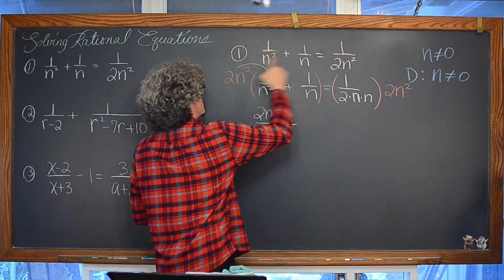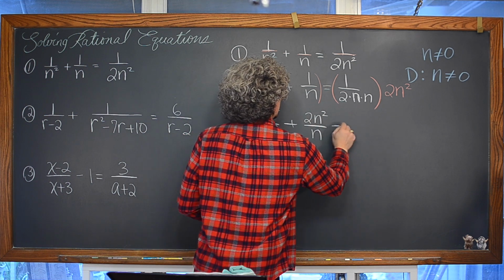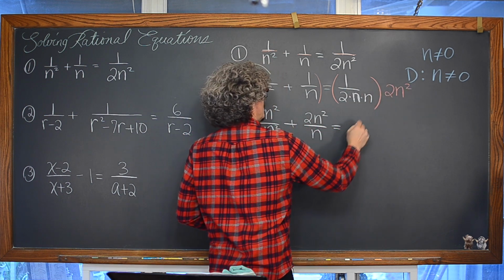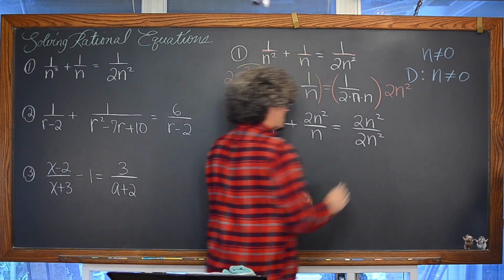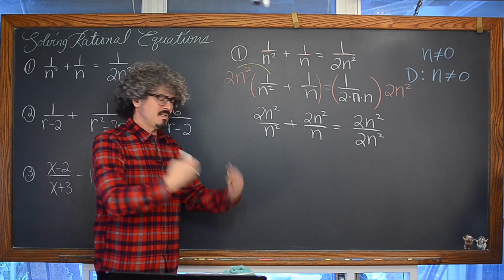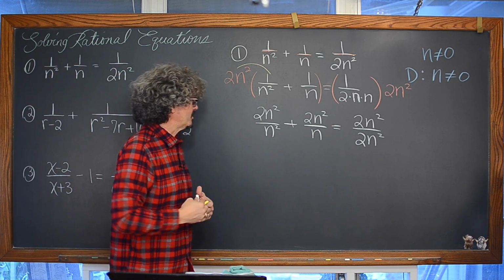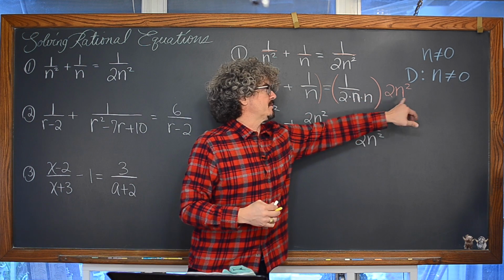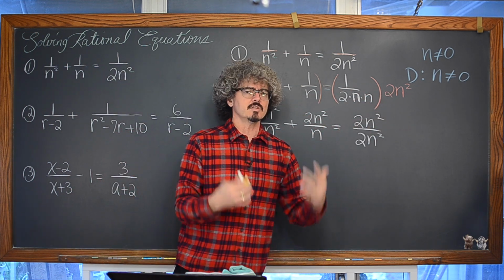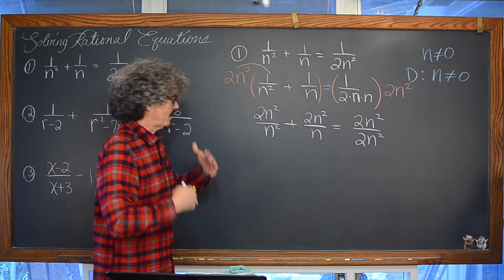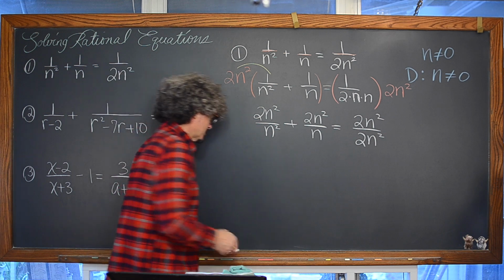We have 2n squared times 1, which is 2n squared over n. And then we have 2n squared times 1, which is, again, 2n squared over 2n squared. Well, I'm just writing this line as a teaching line to show every single little bit of your work, because I just said we were going to multiply both sides by 2n squared and eliminate the fractions, the divisions, from our equation, creating another equation that you may find easier to solve.